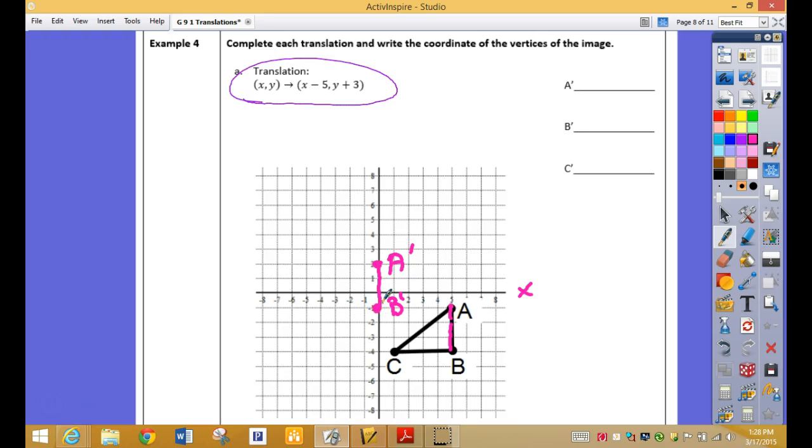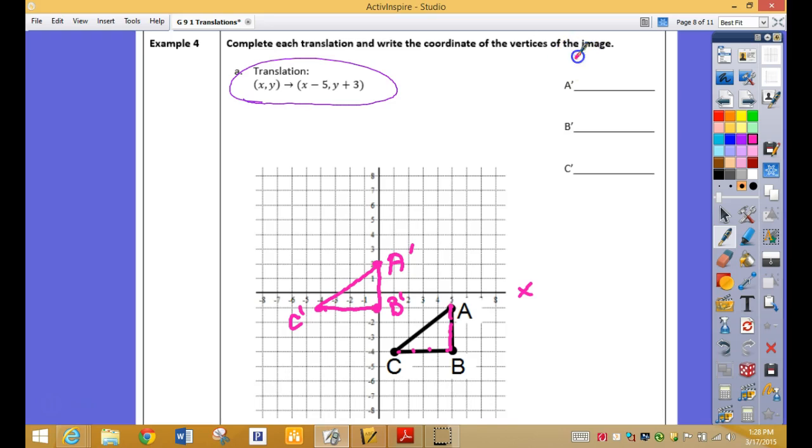That's looking good. Now let's do our C. 1, 2, 3, 4, 5. And then where? Up 3, right there. That's my new C. Make your new image. 1, 2, 3, 4. 1, 2, 3, 4. It looks good. They are congruent. I've made my new image.